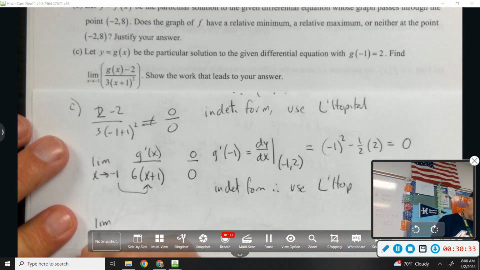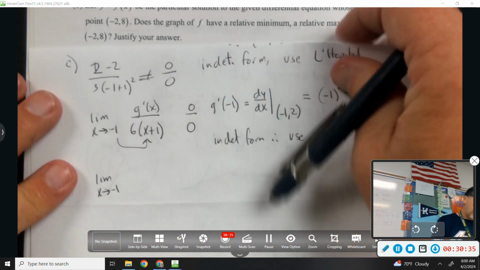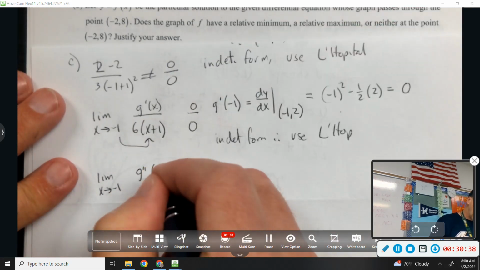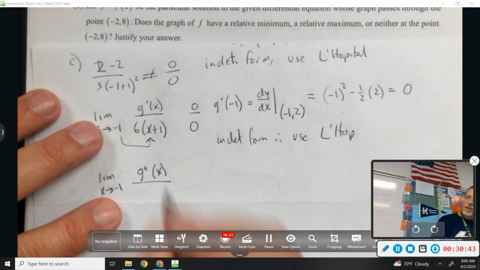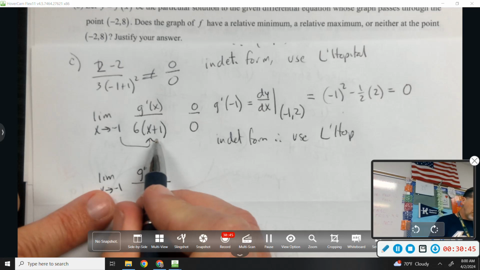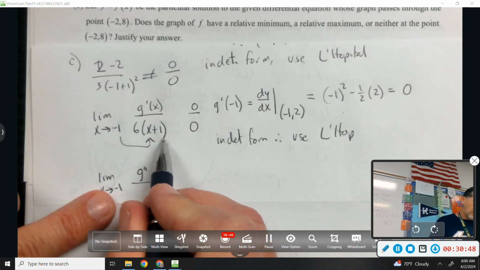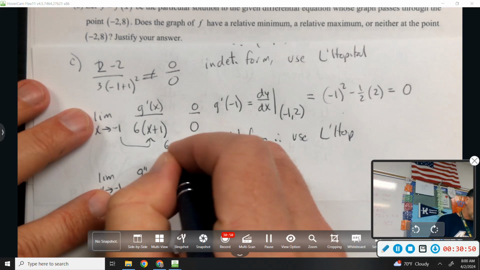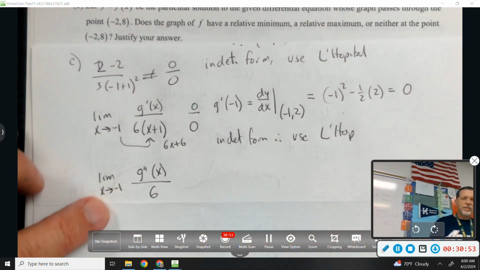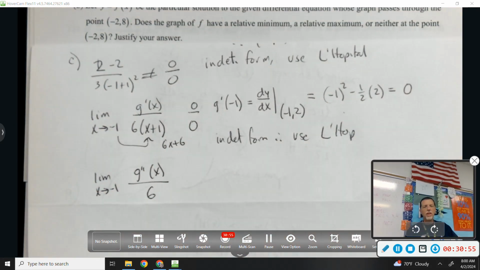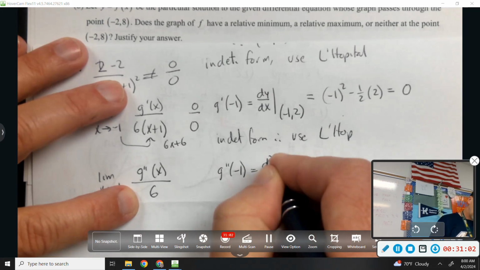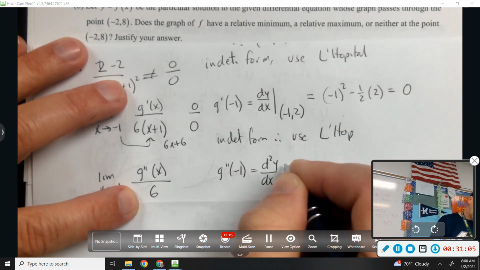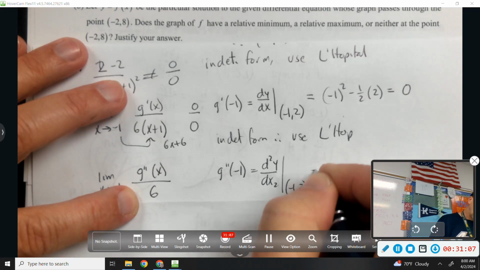So, limit as x approaches negative 1 of the second derivative. But remember, we have an expression for the second derivative, so we can handle this. And in the bottom, that derivative might be easier to rewrite as 6x plus 6. Take that derivative and get 6. So the second derivative at negative 1.